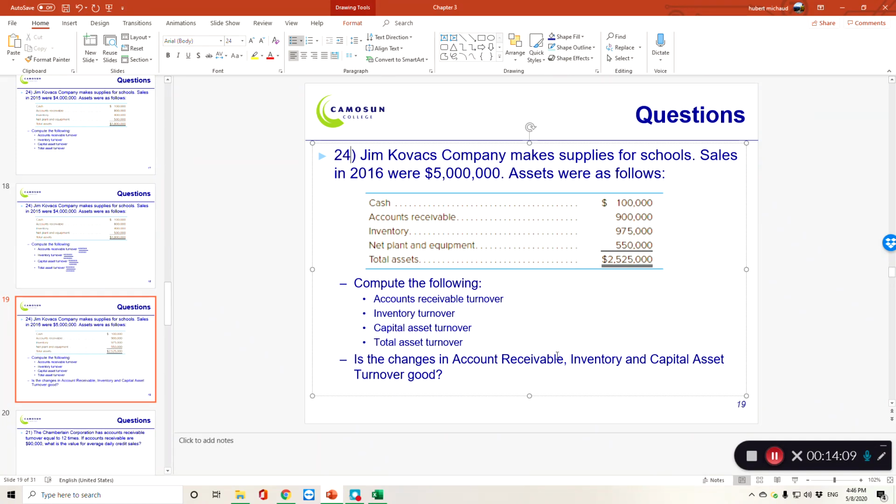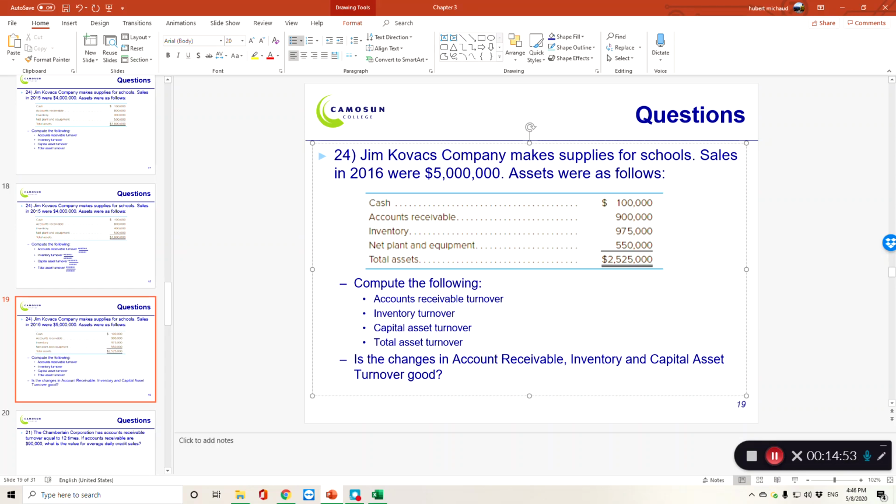Is the change in account receivable, inventory, capital asset turnover good? Remember, all of these turnover ratios are better if they're higher. Again, it depends, right? It depends if it means we turn it over faster because we have an increase in how efficiently we use our resources, or if it's because our credit policy is too stringent, or if we have inventory stuck all the time. So obviously it depends. There could be a way where this could be negative if they're going too high because of those kinds of mistakes. But by and large it's a good sign if all these ones go up.